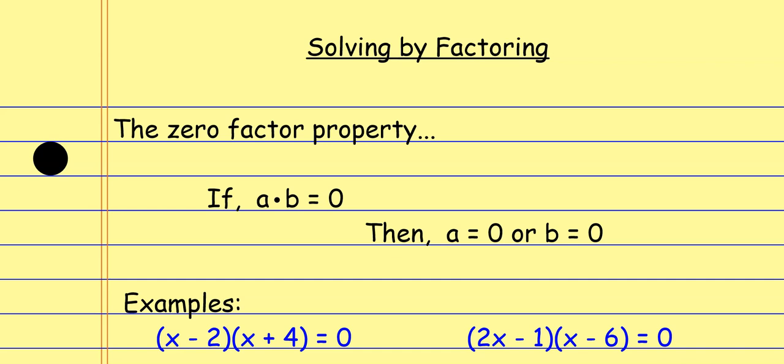It says if I have two things being multiplied, in this scenario it's A times B, and it equals zero, then one of those things has to be zero, all right? And really, that should make sense to us because we know that when we multiply by zero, it gives us zero. So in other words, if I have two things being multiplied and it equals zero, well then yeah, one of those things should equal zero.